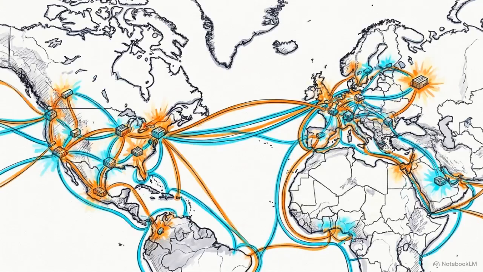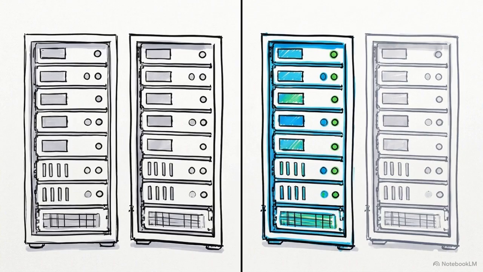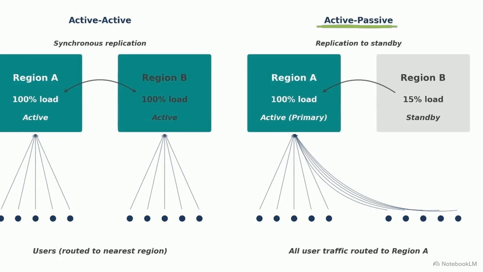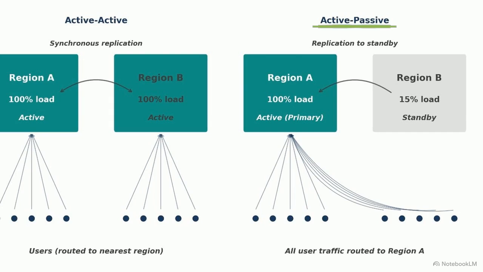Once you have selected your regions, you have to decide how they actually share the computational workload. This introduces our 2 primary deployment patterns. This diagram shows active-active on the left. Both region A and B process live user requests simultaneously. On the right is active-passive. The primary handles all work, while the secondary sits idle as a standby, waiting to take over if the primary fails.